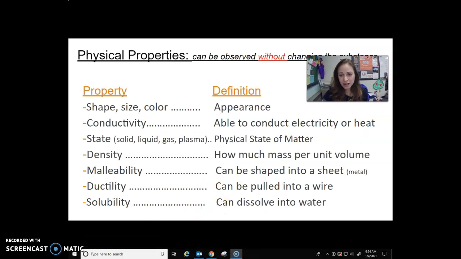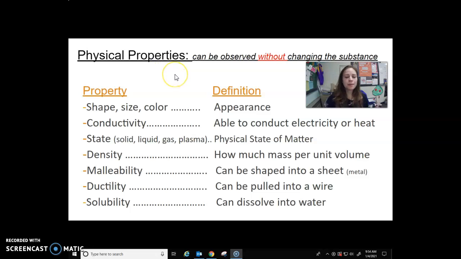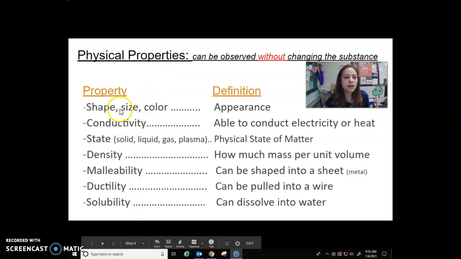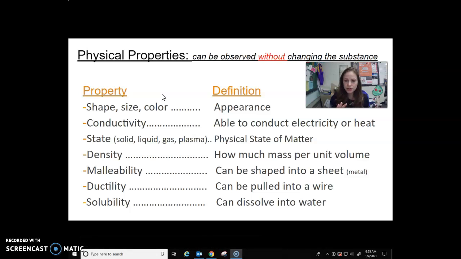Yes, you should write all these down. Okay? Physical properties. We're just focusing on physical properties right now. These are those that can be observed without changing the substance. Okay? So I have several properties listed. This is by no means a complete list. There are probably others out there, but these are the main ones.